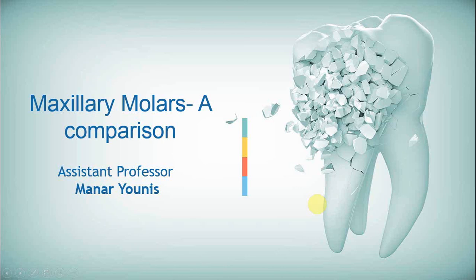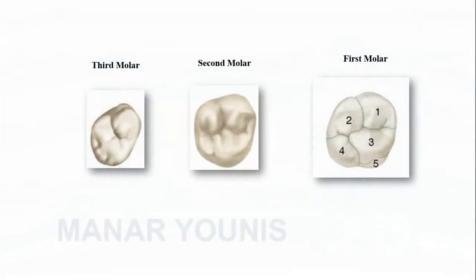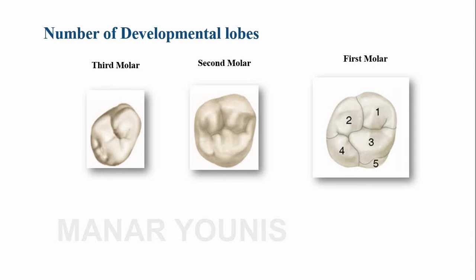In this lecture, I will present a short comparison among the three types of maxillary molars. These are the maxillary first, second, and third molars. First, I will compare the three regarding the number of developmental lobes.